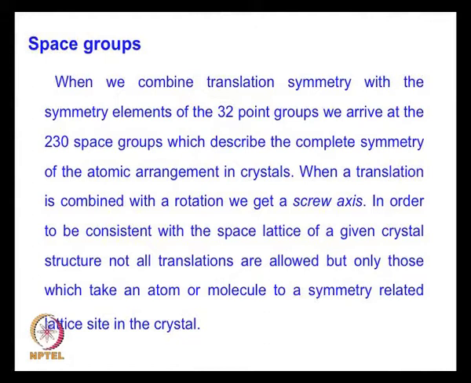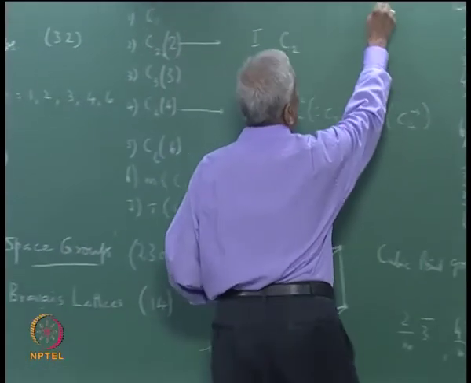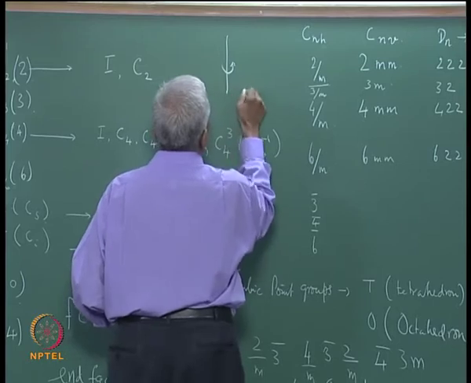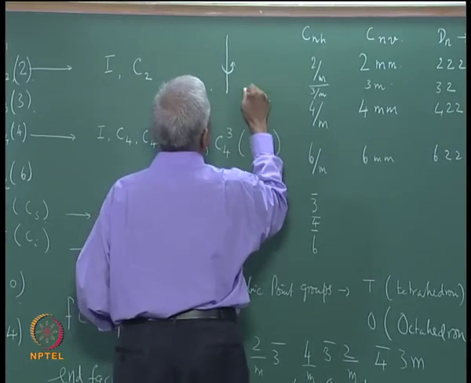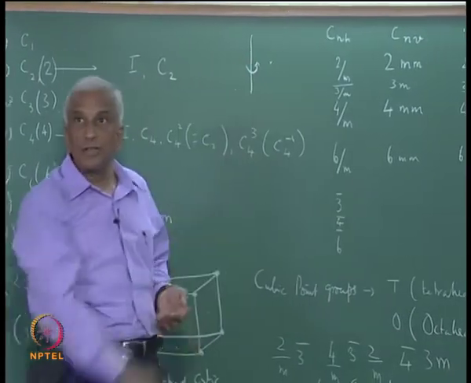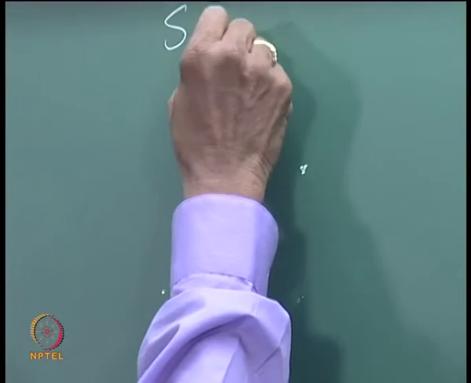Now, when we combine translation symmetry with symmetry elements such as the 32 point groups, we arrive at the 230 space groups, which describe the complete symmetry of the atomic arrangement in crystals. When a translation is combined with a rotation, so you have a rotation axis and then you perform the rotation, bring it say here, and then take this atom from here to a position by combining a translation. The rotation is followed by a translation. This amounts to what is known as a screw axis.